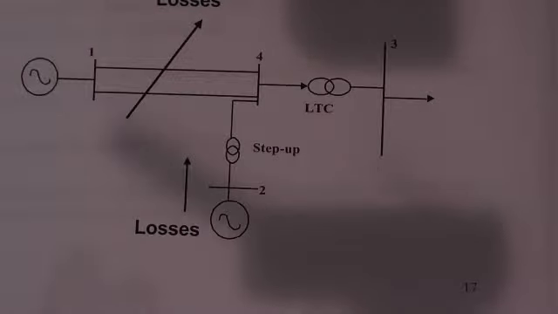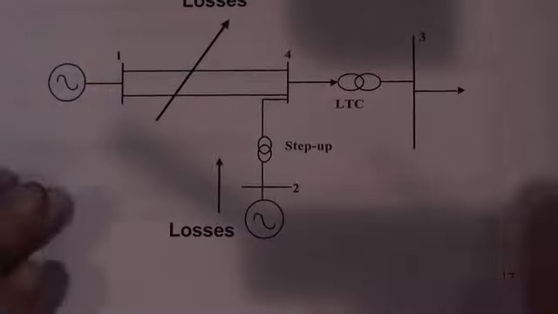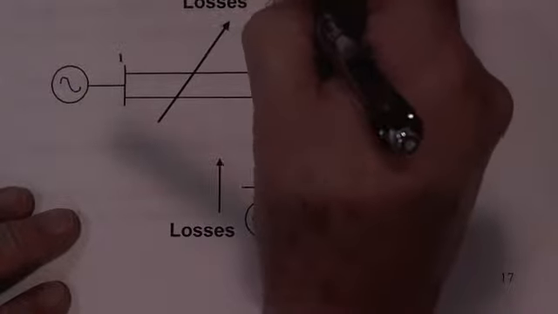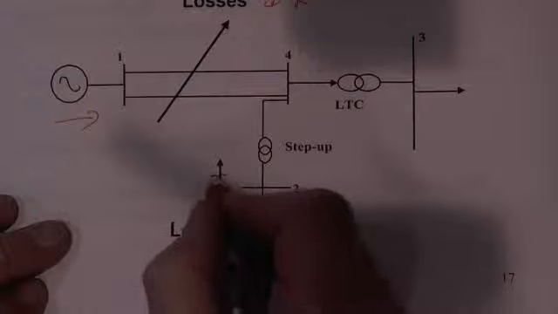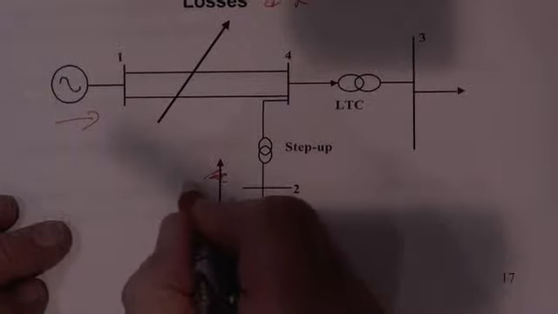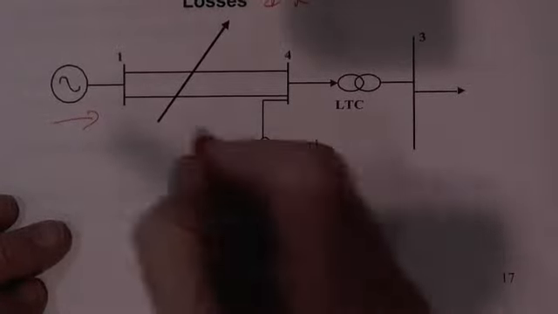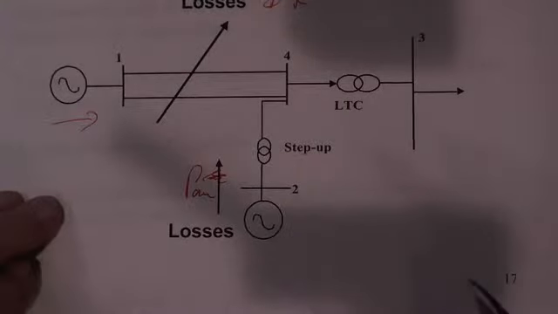Transmission losses. Again, the transmission losses, I squared R. The generators have to supply that. This is power here that makes up for the losses.